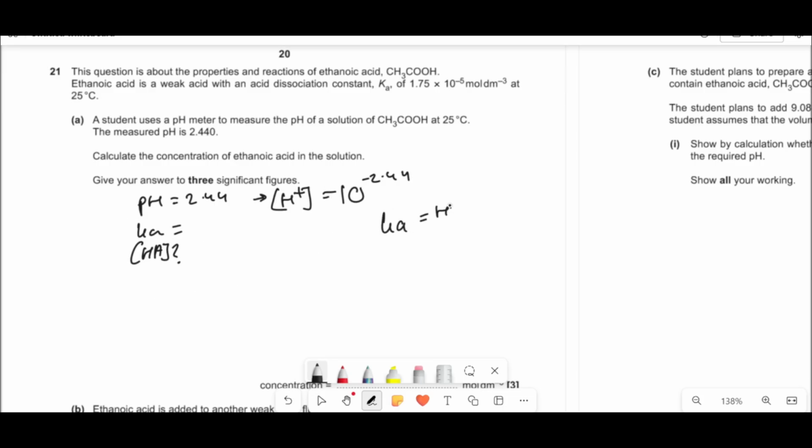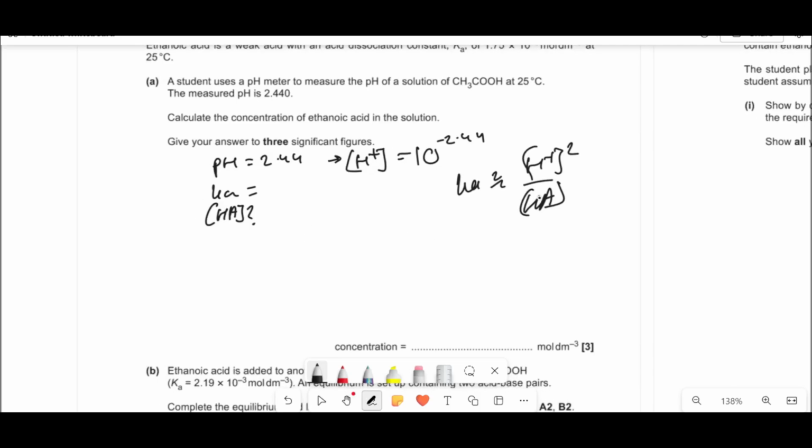Now, it's tempting to say Ka is H plus times A minus over HA, right? But A minus is salt. Because with weak acids the equilibrium is so far to the left, these are practically the same. Here, there is no salt. So if there is no salt, that means Ka roughly equals H plus squared over HA. That's the one you're going to use.